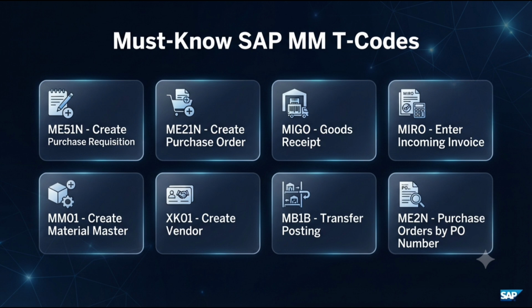ME51N is used to create a purchase requisition. ME21N creates a purchase order. MIGO handles goods movements including goods receipt. MIRO is for invoice verification. MM01 creates a material master. XK01 creates a vendor master. MB1B is used for transfer postings. ME2N displays purchase orders. These codes form the daily toolkit of every MM user. Learning them by practice makes you faster and more confident.